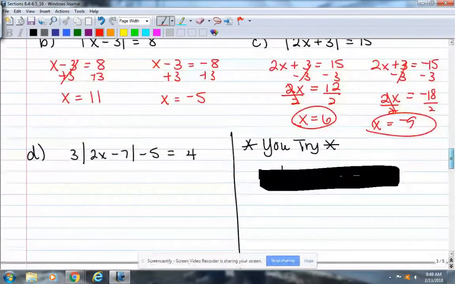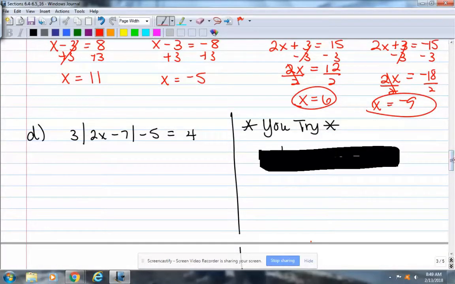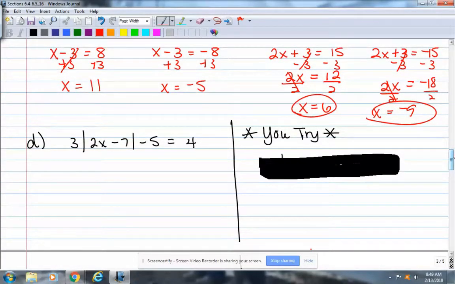Now, D is a little bit troublesome. What's different about this D here? The absolute value bars are not by themselves yet, are they? Okay? So what you have to do when the bars are not by themselves is treat this whole absolute value part like it's a variable and get everything away from the bars. Right? So you want just the absolute value part on the side of the equal sign by itself. So how do you think we're going to move that minus 5?